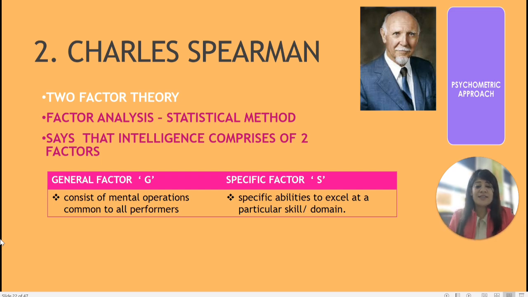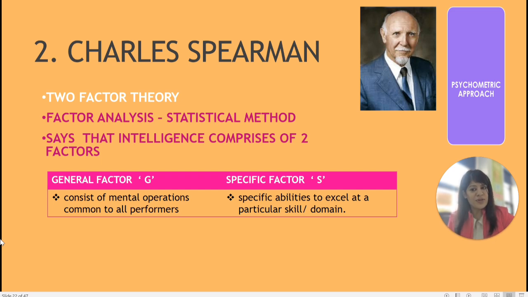On the contrary, a specific factor is your specific ability. For example, Vasudha ma'am is great at horse riding. You, on the contrary, could be great at baking or stitching, or playing the piano, or you could be a great Zumba instructor, right? So that is your specific factor. Specific factors are specific abilities to excel at a particular skill or domain.